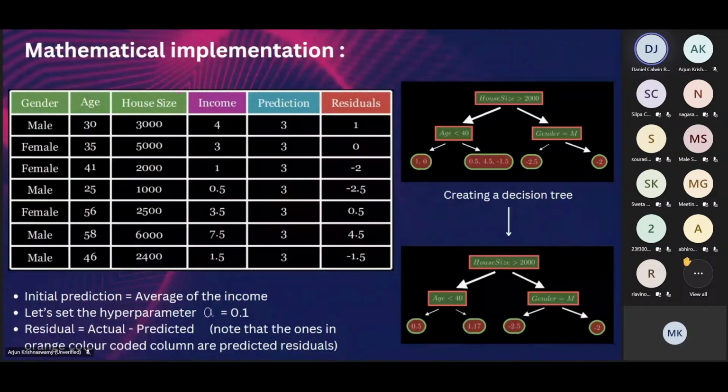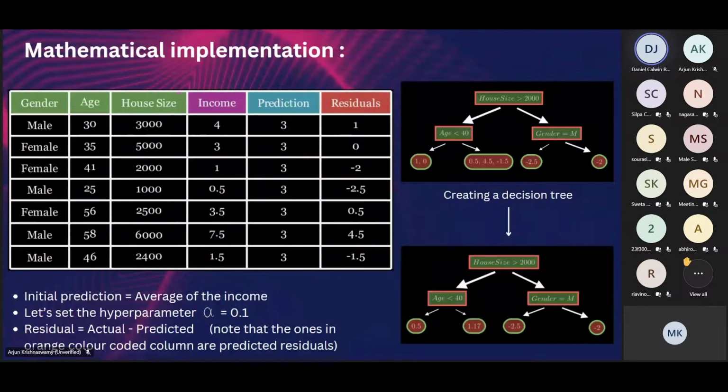So the error is going to be termed as residuals, and residuals is going to be obviously the actual income minus the predicted income, which I've listed over here. So now from all the data which is available to us, we are constructing a decision tree, and it will be looking something like this. I hope you guys understood how to construct a decision tree by now.